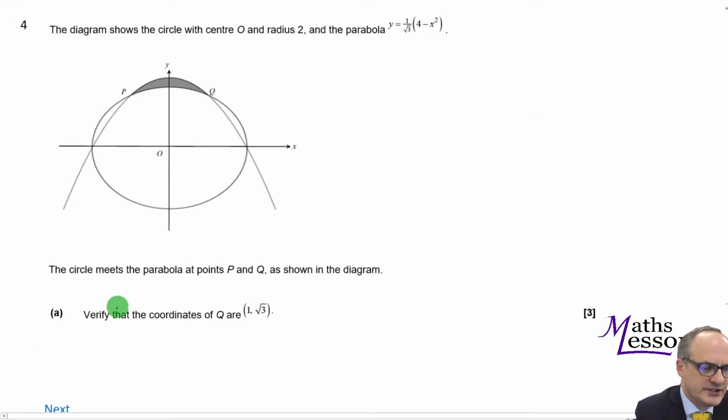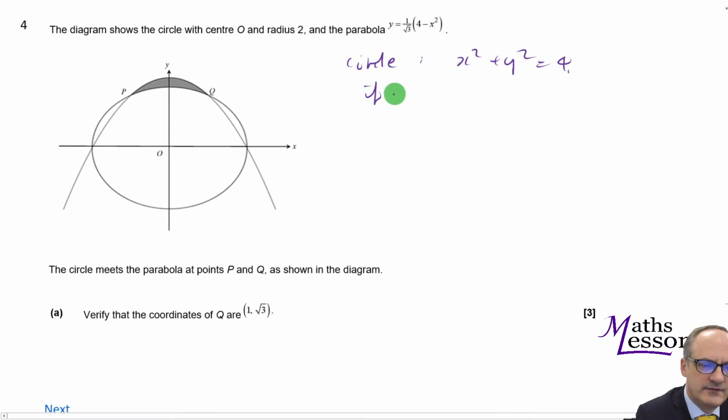Okay, the key to this question is the language in the question. It says verify the coordinates of Q are 1, root 3. So we don't actually have to prove it, and we don't have to solve the simultaneous equations to do it. We just have to make sure that both the curve and the circle go through Q at 1, root 3. Now the circle, we know, has center 0 and radius 2, so therefore the circle will have equation x squared plus y squared is equal to 4.